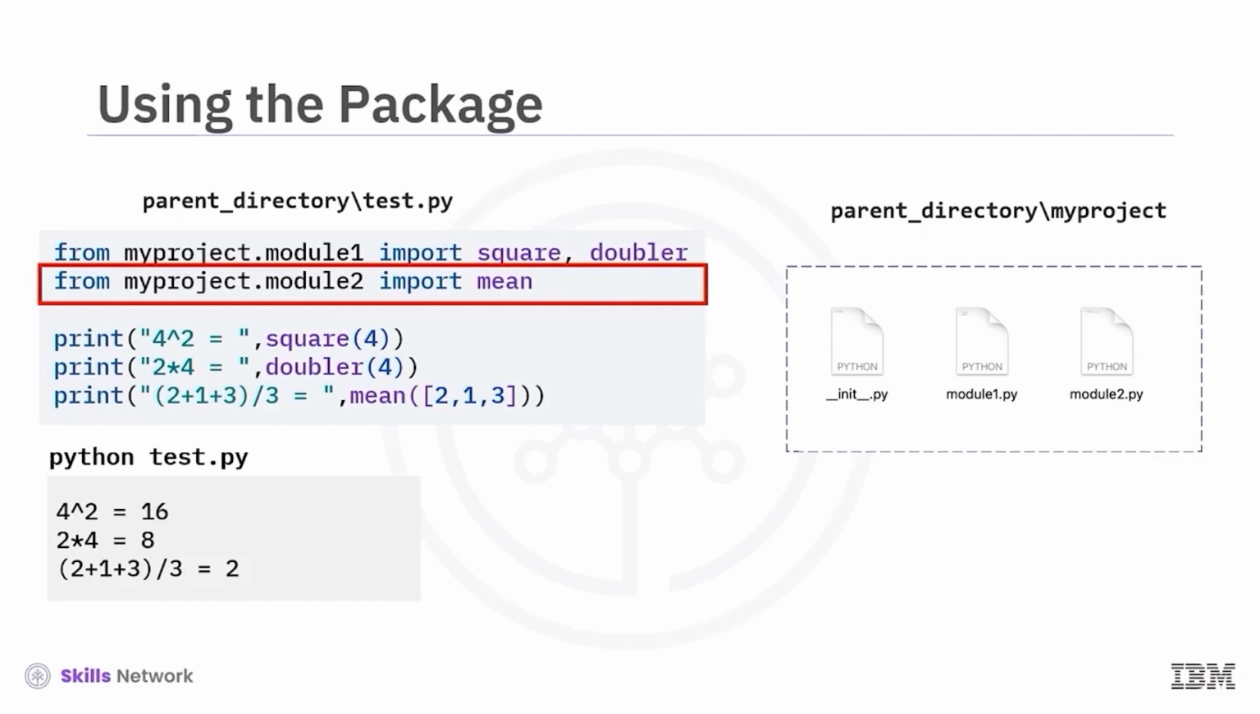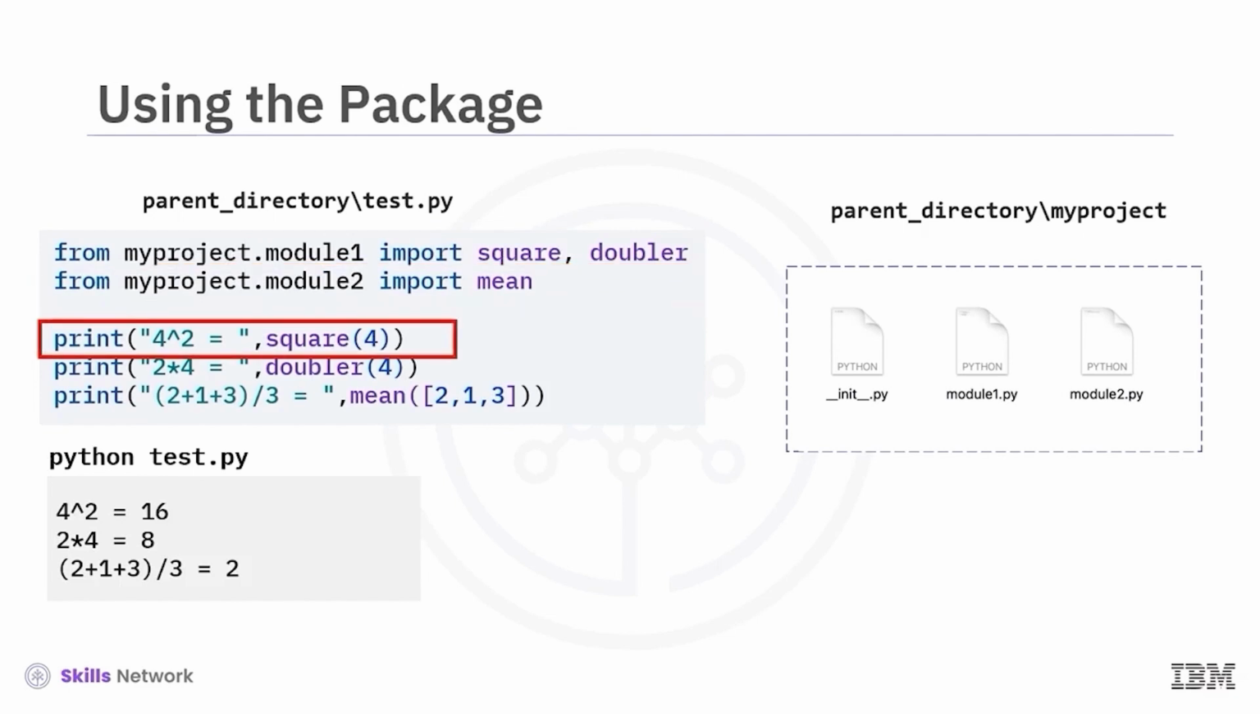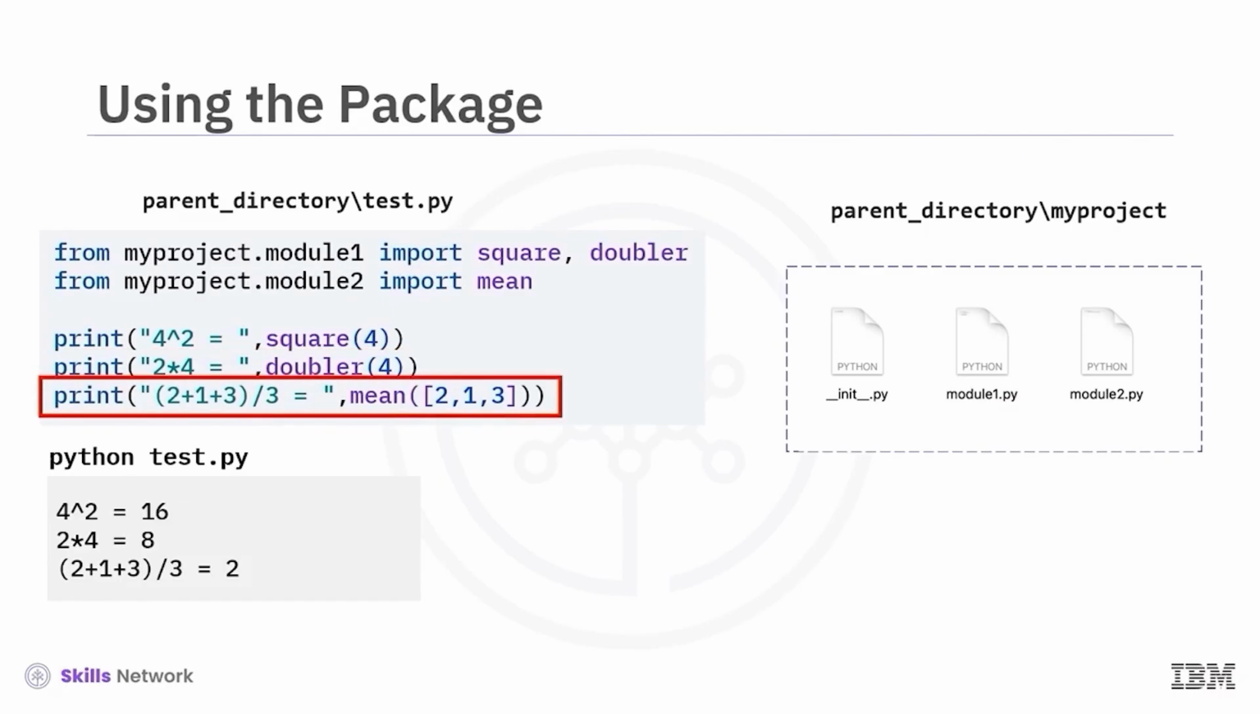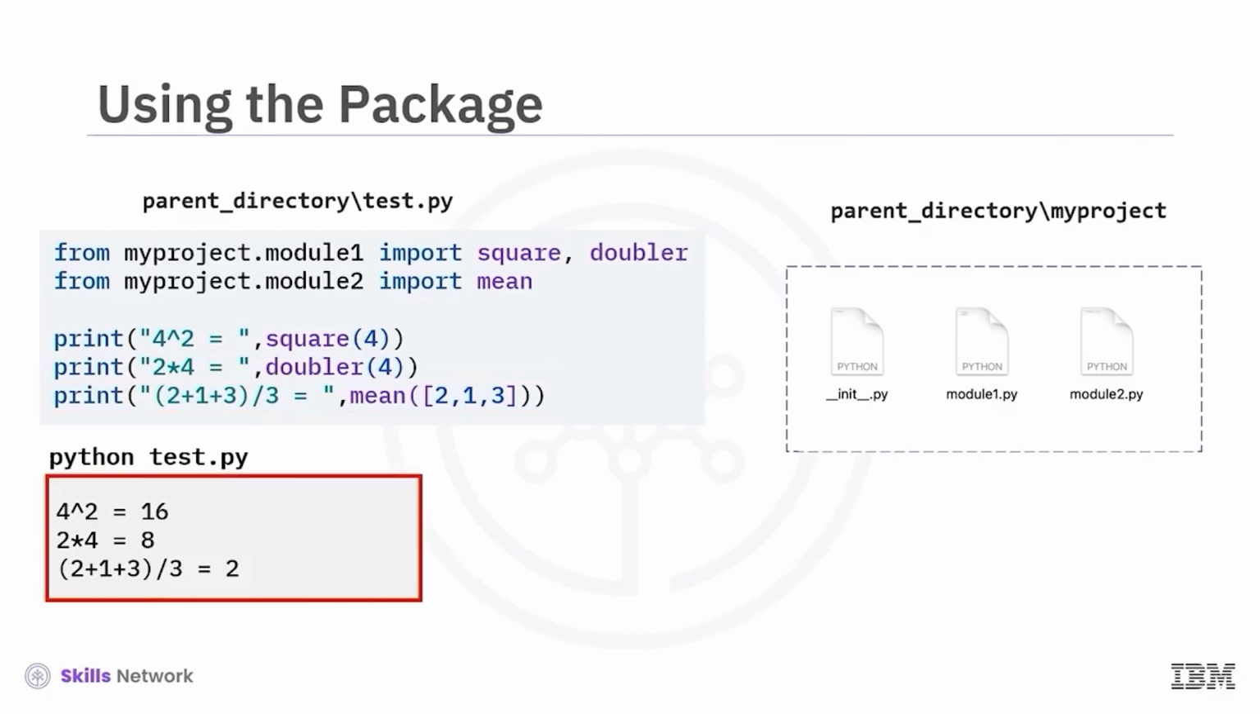Then, we print the result of square 4. Next, we print the result of doubler 4. Finally, we use the mean function with the values 2, 1, and 3. You can then run the functions and check if you get the correct results.